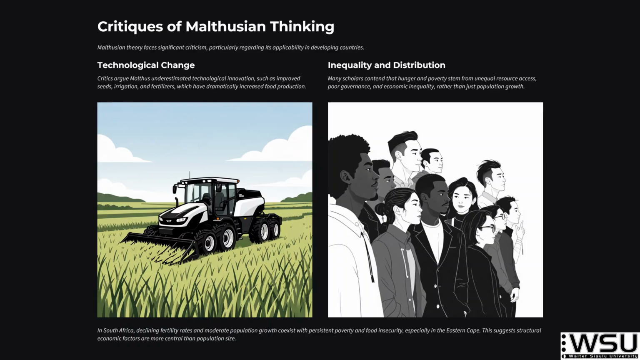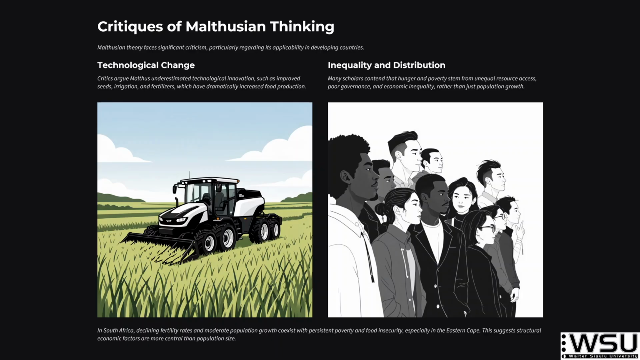And also many scholars have contended that hunger and poverty stem from unequal resource access, poor governments, and economic inequality, rather than just population growth. Exactly what I've been saying. This is not just about population growth. There are a lot of issues: resource access, poor governance, economic inequality, etc. In South Africa, the declining fertility rates and moderated population growth coexist. So we have a declining fertility and we have a moderate population growth.